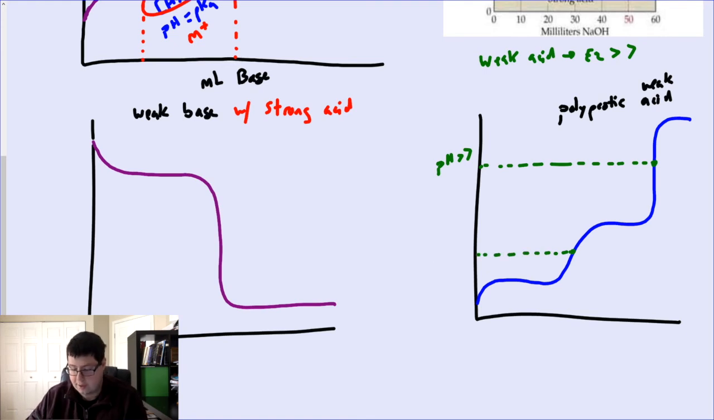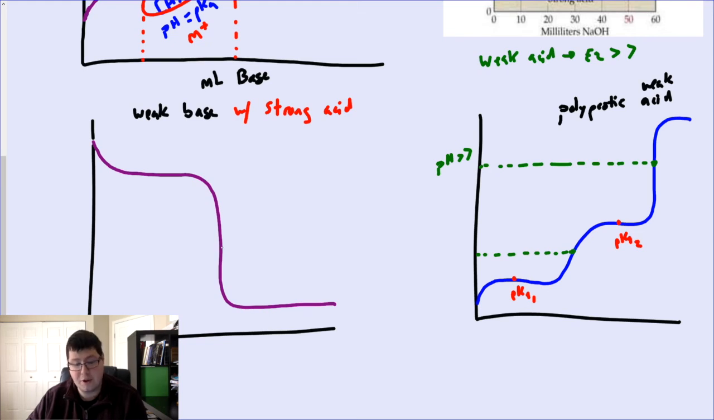And this equivalence point could be higher or lower, depending on the specific acid, but it's in between these two buffer regions. And these two buffer regions represent the pKa of the first ionization of that acid and the pKa of the second ionization of that acid. So if you have a diprotic acid, like this one here, you would expect to see two buffer regions and then two equivalence points, depending on what you see.